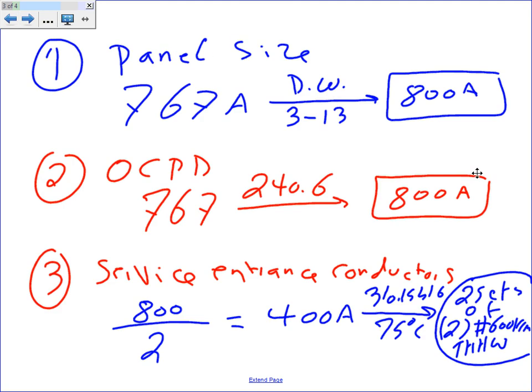Neutral calculation. This is still number three, neutral. Since the neutral is not landing on an overcurrent device, you really can use the actual size here. The neutral is not broken, right? It's not tied to a circuit breaker. So I can easily use this number, or I can use the 800 amps. In this case, they're not far away from each other, so I'm going to use the same, just because I sized it based on 800 amp, guys.